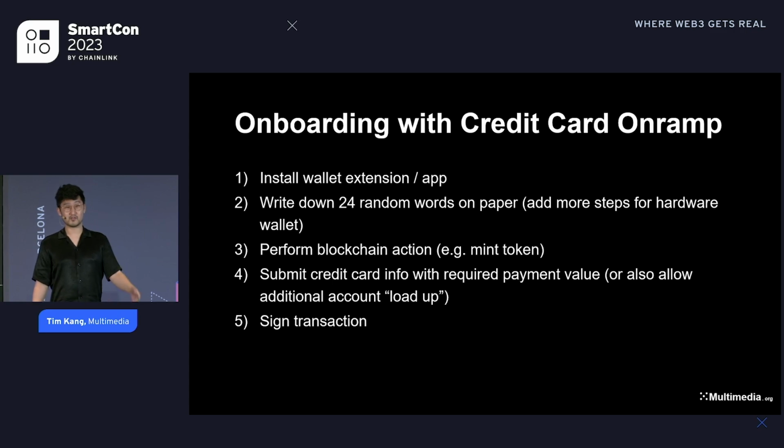Now with credit cards, there are credit card on-ramps, for example MoonPay, Alchemy Pay. They've made it a bit easier to onboard people and start this process, but you still have to create a wallet. And this is a wallet in the ideal way where we want self-custody. And so you still have to create a wallet. If it's a hardware wallet, there are more steps. And then you perform your action. You get requested your credit card information, and then you sign your transaction.